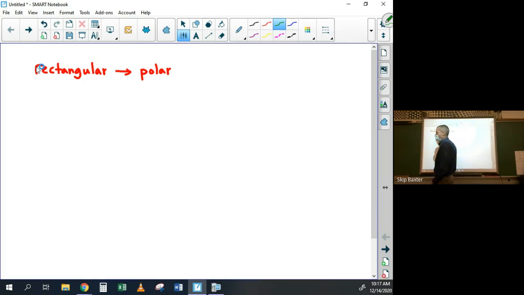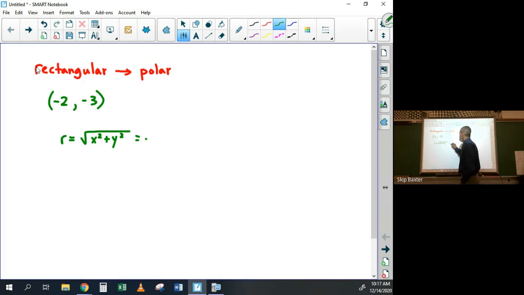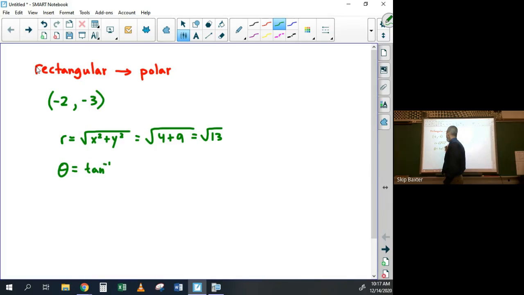For example, what if you have the point -2, -3, and you want to change that into polar form? So we have 2 formulas, right? The 2 formulas are r equals the square root of x squared plus y squared. So this would just be the square root of 4 plus 9, right? Which is square root of 13. And then we have theta is the inverse tangent of y over x.